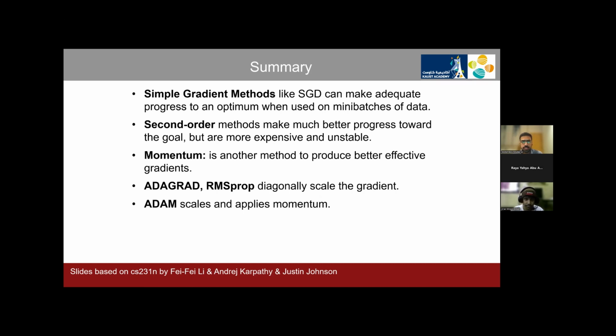And then we have the updates with momentum, where we rely on the velocity of the previous updates to make the next update. And then we added AdaGrad and RMSProp to diagonally scale the gradient so that each of the weights are scaled differently according to their gradient magnitude. And then Adam, which does both things, which scales and also applies the momentum.